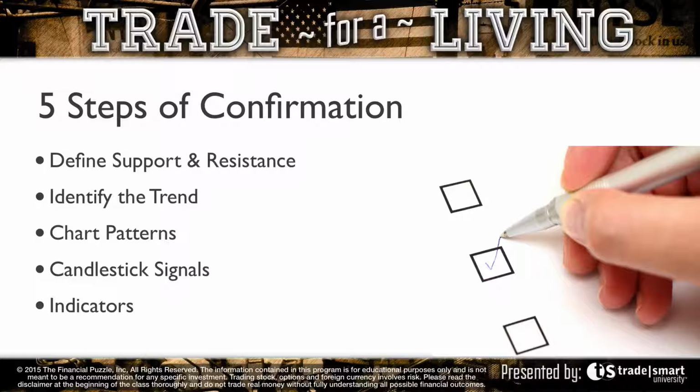Number 1, define your support and resistance. Number 2, identify the trend. Then identify any chart patterns, any candlestick patterns and signals, and then ultimately your indicators. These are our 5 steps. So let's go through them real fast here, and I'll show you some variations in each of these steps that you can look at.